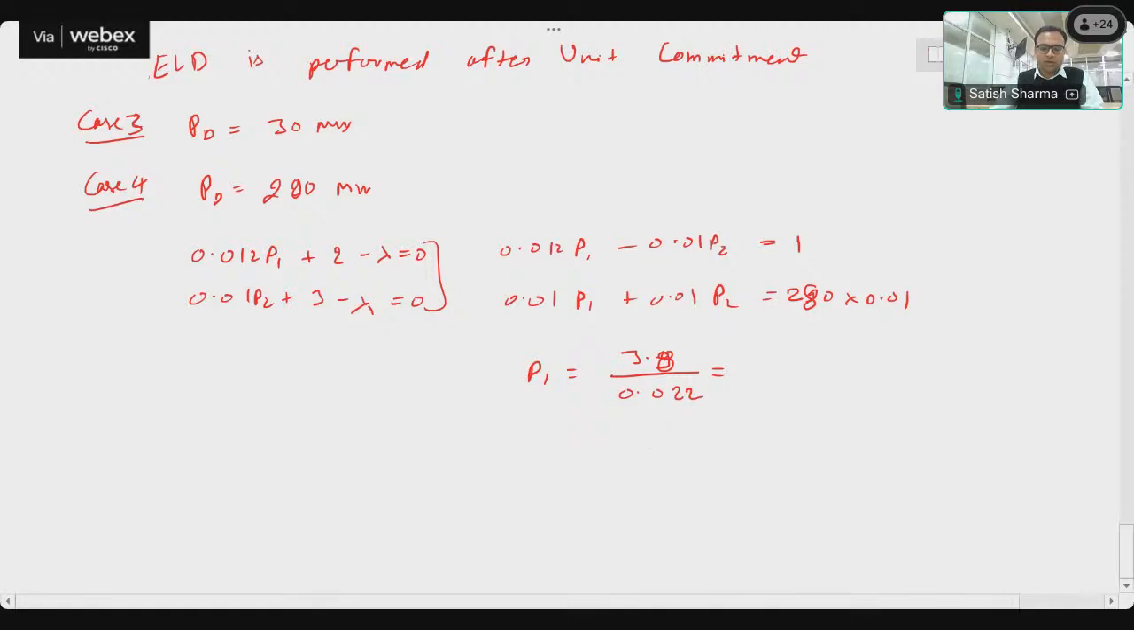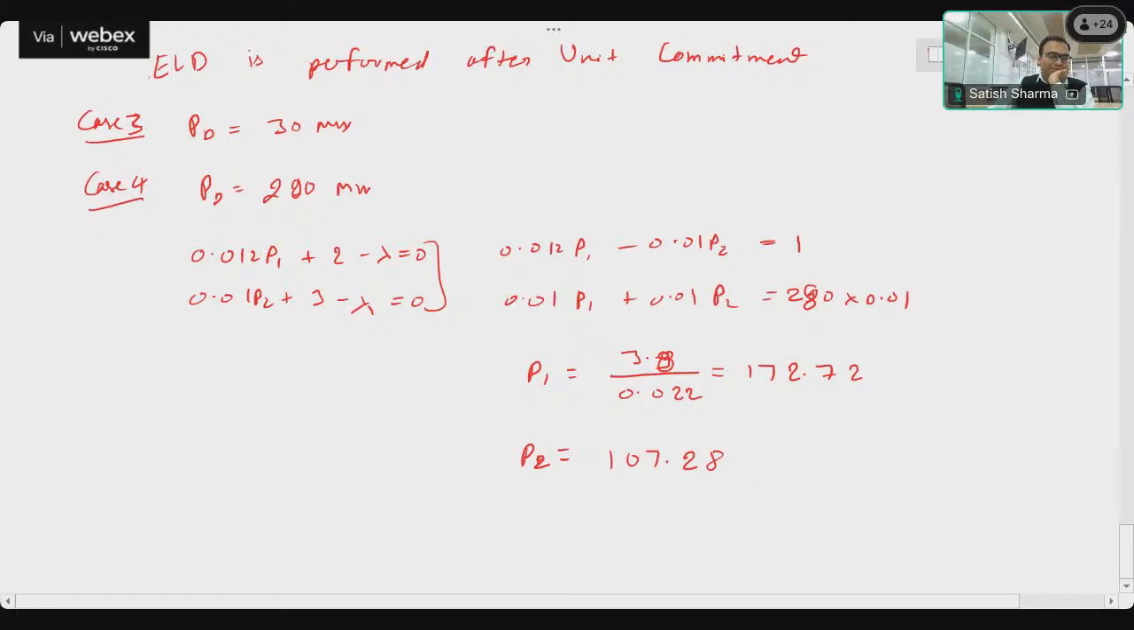Again, how is it coming to the same value? 172.72. Okay, and then P2 will be minus 280, which is the demand, so it equals 107.28. Okay, so this is basically our P1 and P2.